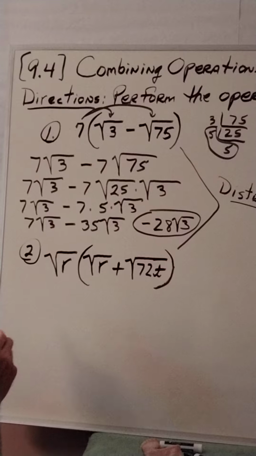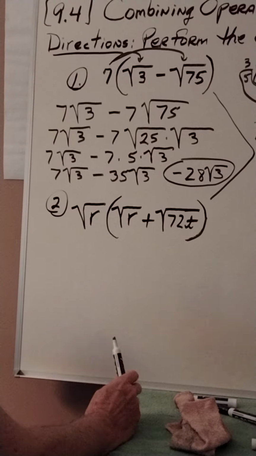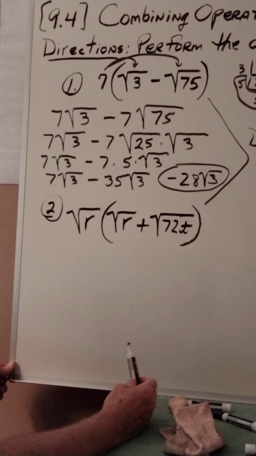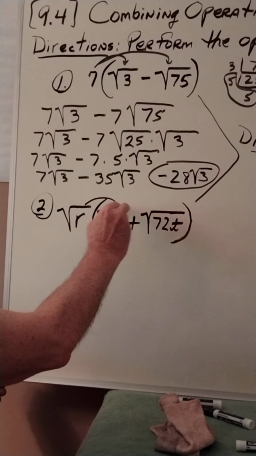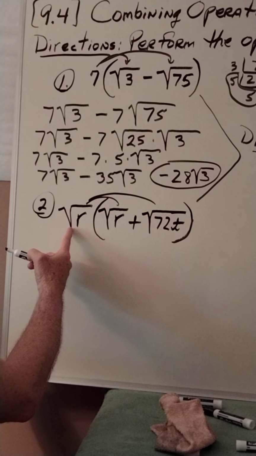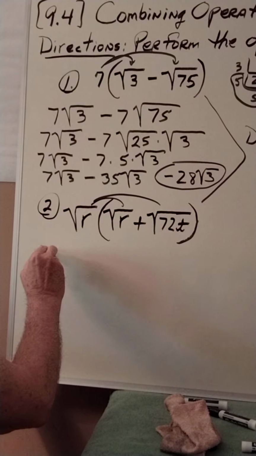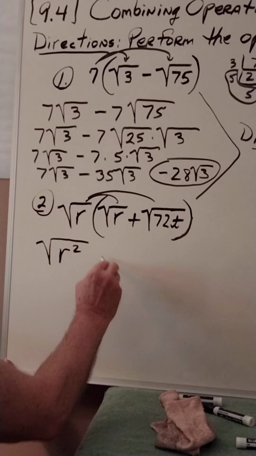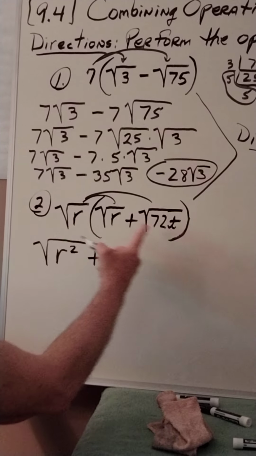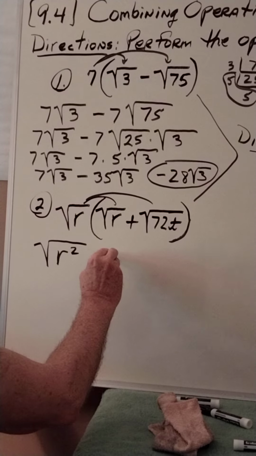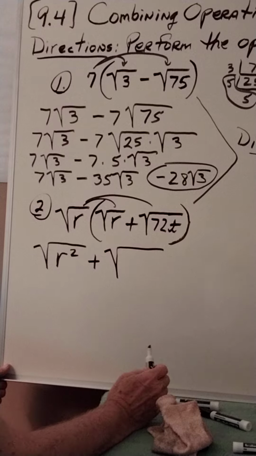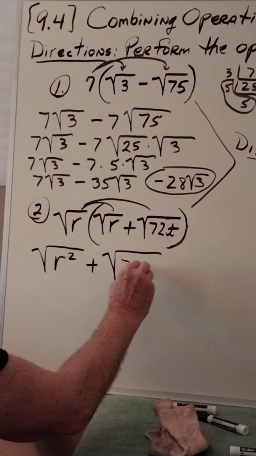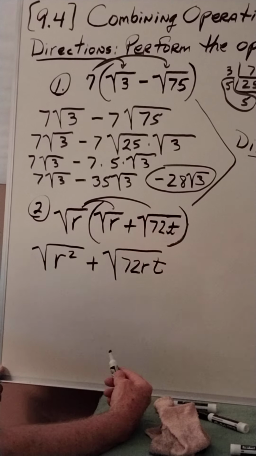This time the distributor is a radical, but it's not a radical that's going to cause us to do any simplifying inside the parenthesis first. Let's just outright distribute. Radical of r times radical of r, radical of r squared, plus radical of r times radical of 72t. Multiply those radicals together to get a single radical, the square root of 72rt, or 72tr.